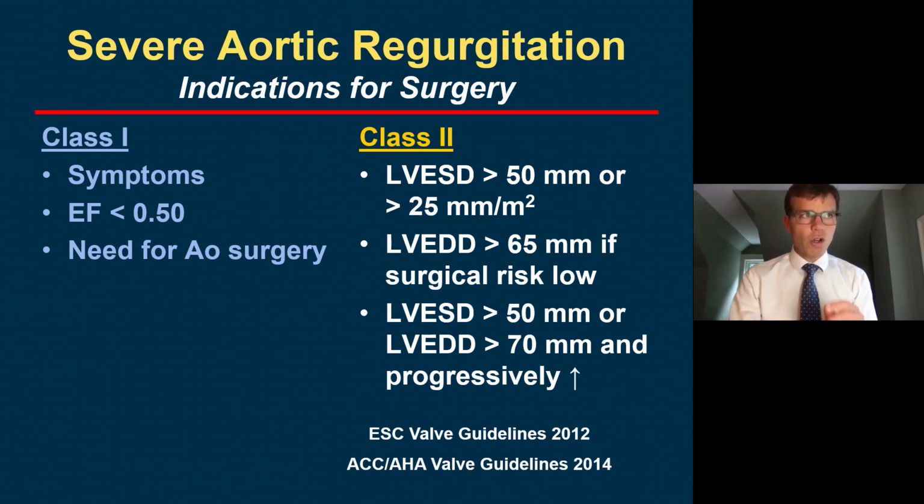So regurgitant lesions require, depending upon the severity, repeat echoes every 6 to 12 months for evaluation, mostly of these parameters, because you don't want to miss a cardiomyopathy induced by your aortic regurgitation and miss the opportunity to operate and correct the lesion.